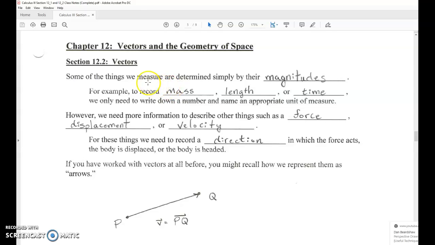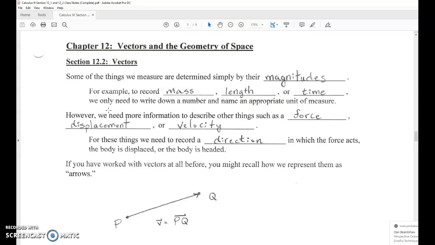So some of the things we measure are determined simply by their magnitude. How big are they? For example, the mass of something or the length that something is, 12 inches, 1 foot, doesn't matter, 2 meters, something like that, or time, 2 hours, 30 seconds. Just how big is it? We only need to write down a number and name an appropriate unit of measure.